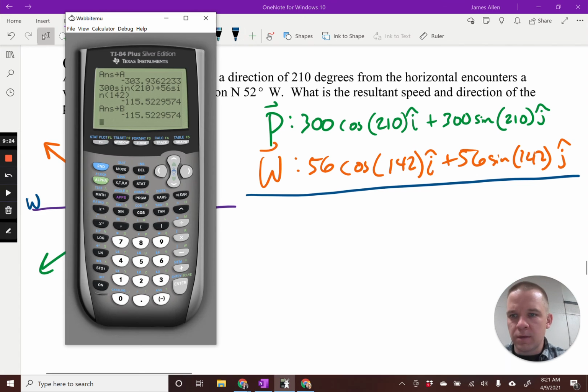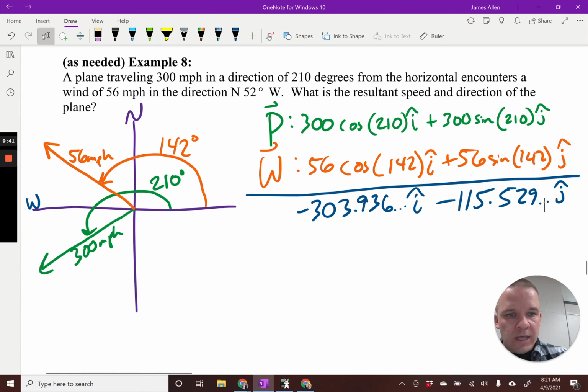Okay. Alrighty. So we've got our values stored in the calculator for A and for B. As you can see, I got negative 303.936, so on and so forth, and then negative 115.5229, so on and so forth. All right. So we got them stored in our calculator. Let's jot those down. And there we go.